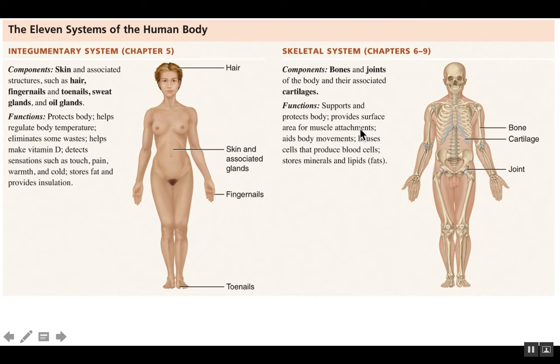It also is involved in producing our blood cells. So it has bone marrow that synthesizes red blood cells, white blood cells, and platelets.